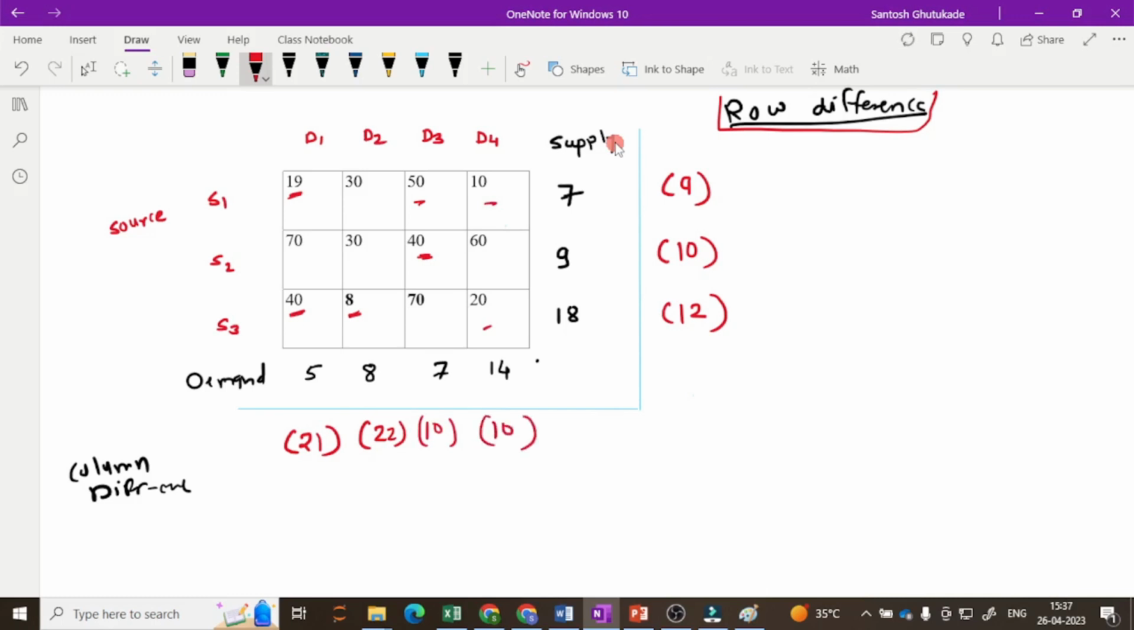As we have calculated the penalties for the rows and columns, the next step is to check for the maximum penalty. In the rows we have 9, 10, 12, and in the columns 21, 22, 10 and 10. We are looking for the highest penalty. So 22 is the highest penalty here, and we are selecting this penalty.